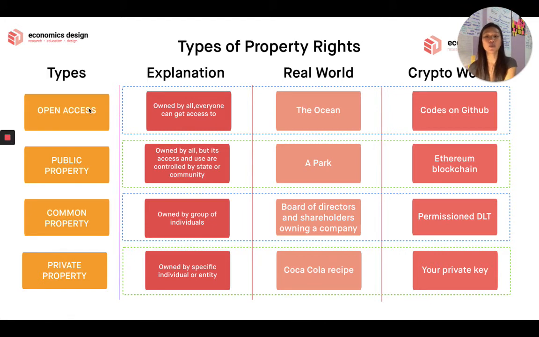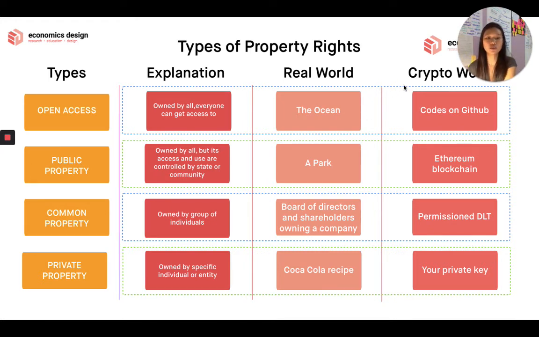So first we have open access. Open access means it's owned by everyone, everyone gets access to it. And the example would be the ocean or air. I mean, climate change is a big problem, it's a big issue now, I'm not going to talk about that. But the ocean in general, it's owned by everyone. Everyone gets access to it. You want to go to the beach, you can just go. If you want to swim from here to another country, if you can, then just go for it. Everyone gets to own it, everyone gets access to it.